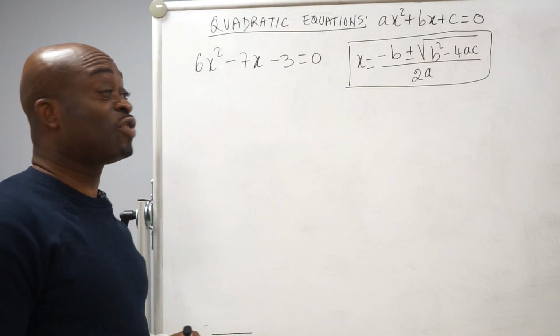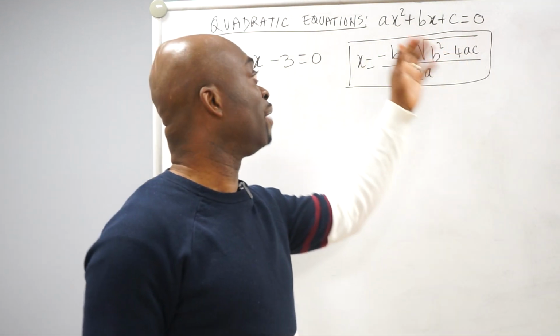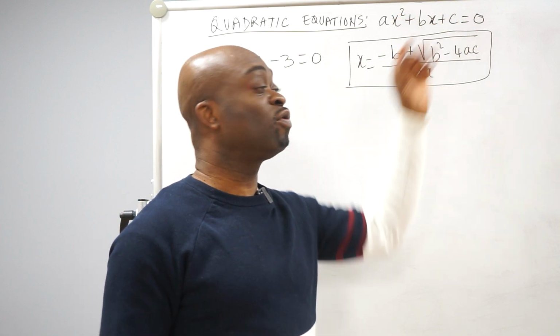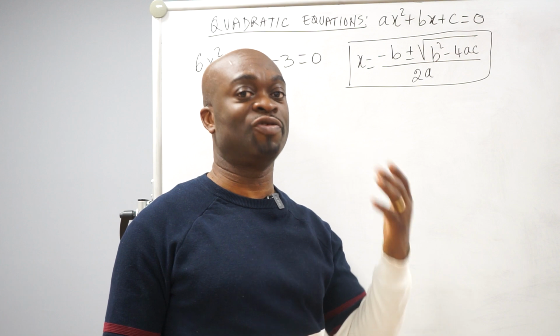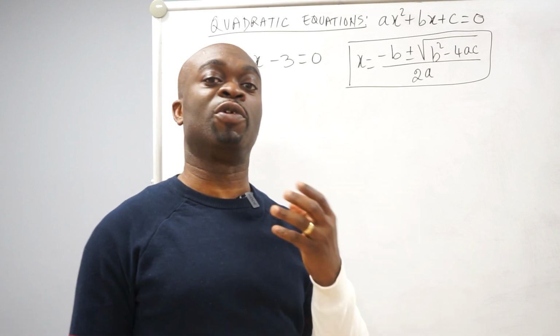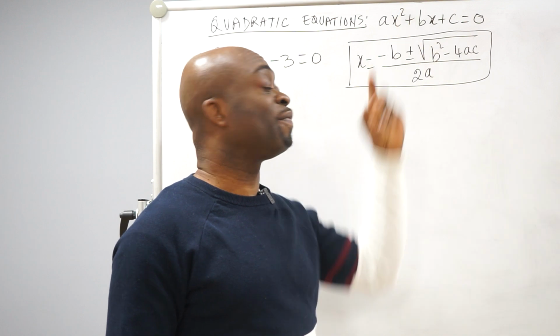Guys, we're solving quadratic equations. A quadratic equation is usually represented by ax squared plus bx plus c equals 0, where we have x with power 2. That's why we have a quadratic equation. The solutions that we're looking for are going to be two values, because we have power 2 here.